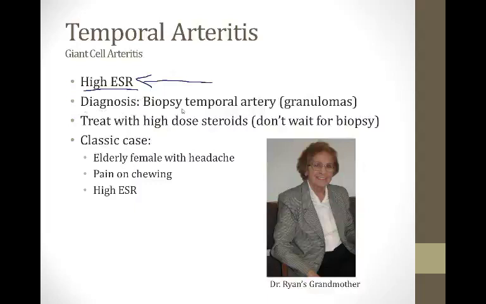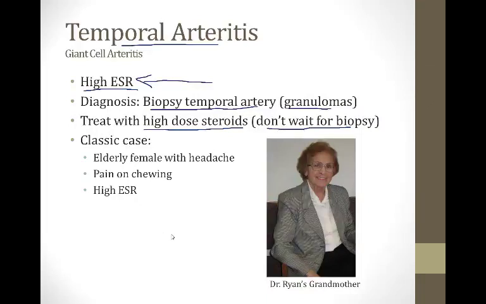The way you clinch the diagnosis is by doing a biopsy of the temporal artery and finding granulomas. The treatment is with high-dose steroids, but importantly, you don't wait for biopsy, because if you wait, the patient can go blind. So if you suspect temporal arteritis, you begin steroids immediately and then schedule the biopsy down the road.